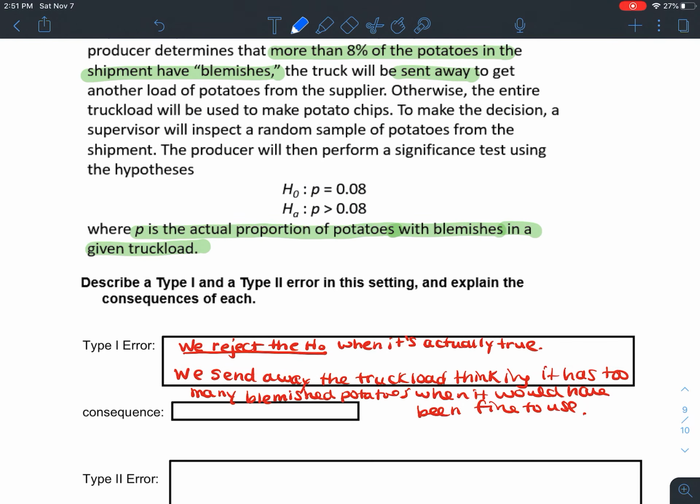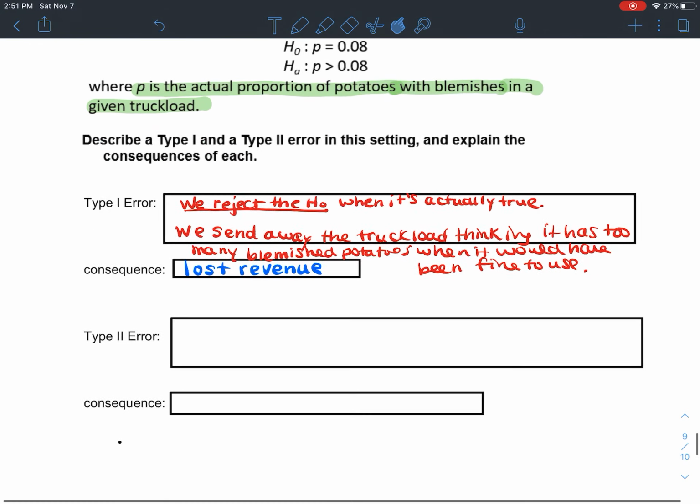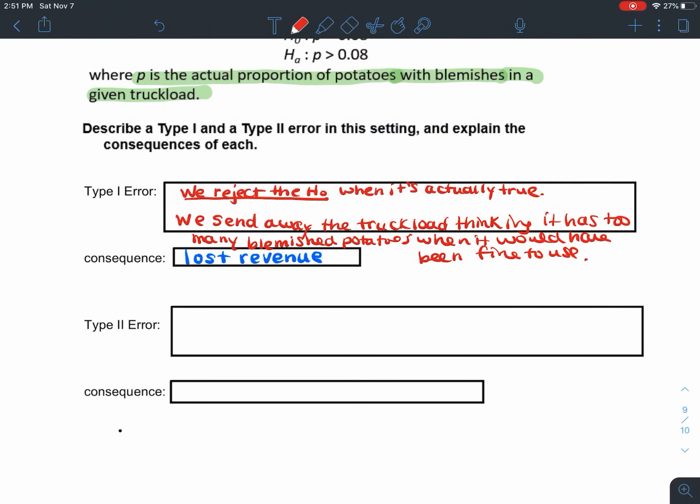So what would be a consequence of sending away a perfectly fine truckload of potatoes? Well, a consequence would be that they have lost revenue because those would have been okay to make into potato chips.